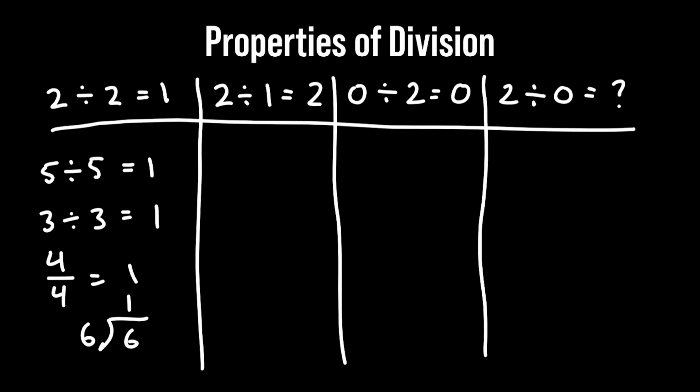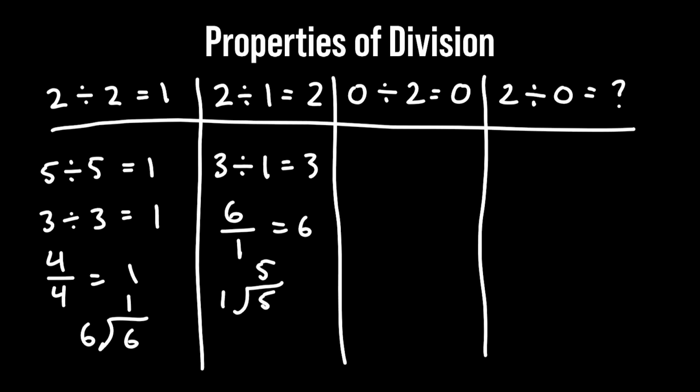Here we have any number divided by 1 is that number. This would be equal to 3. Or we could say 6 divided by 1 is 6. Or let's try 5 divided by 1 is 5.